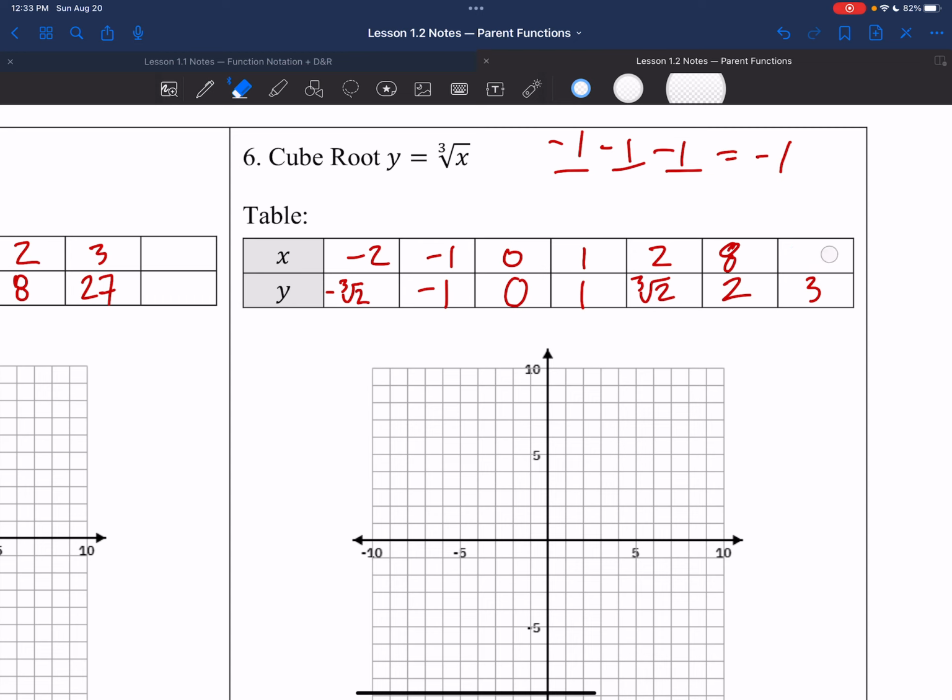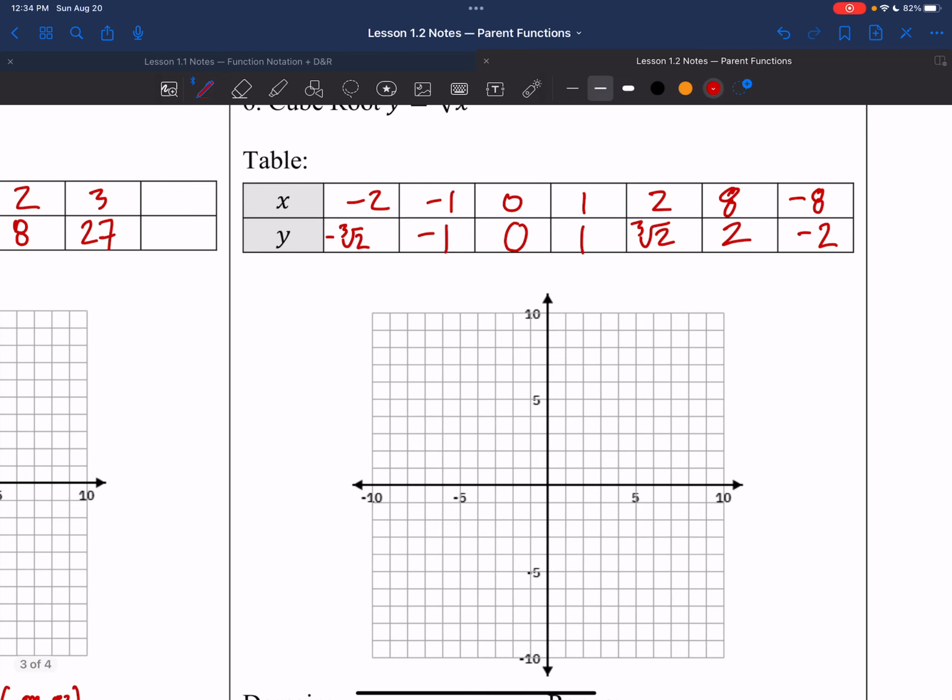Aha. So actually, I might write out here, but I don't want to graph that one. I'm going to graph the cube root of -8 is -2. And that's what's going to work. Okay? This one's a little more tricky. 0, 0, 1, 1, 8, 2, -1, -1, and then -8, -2. And it looks like that.